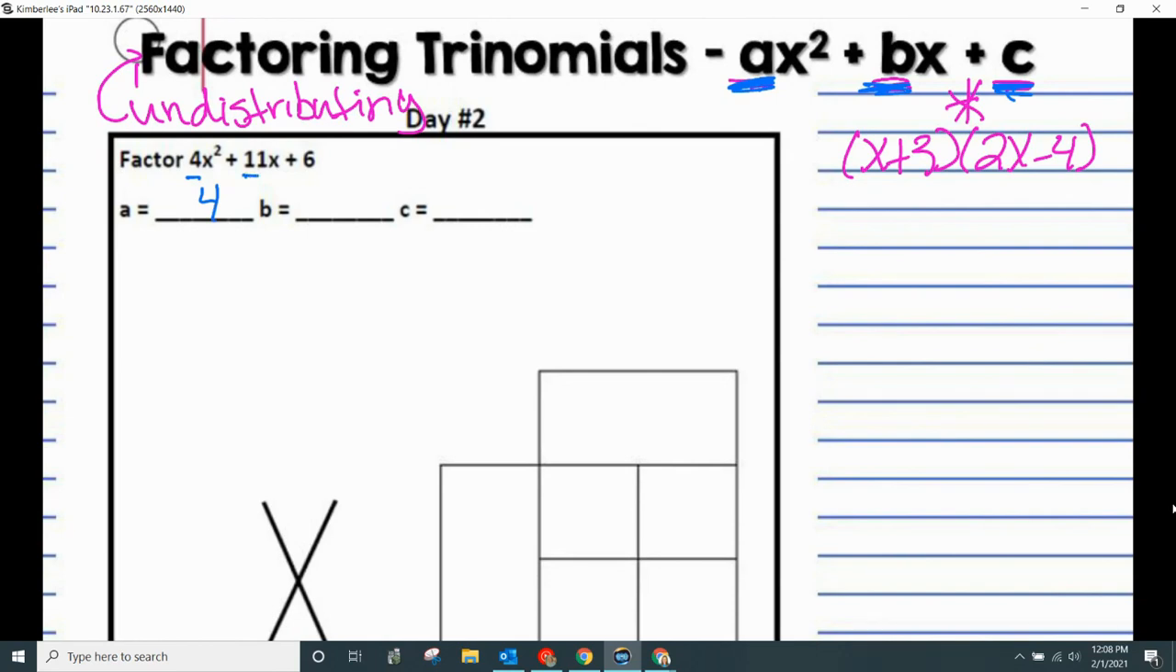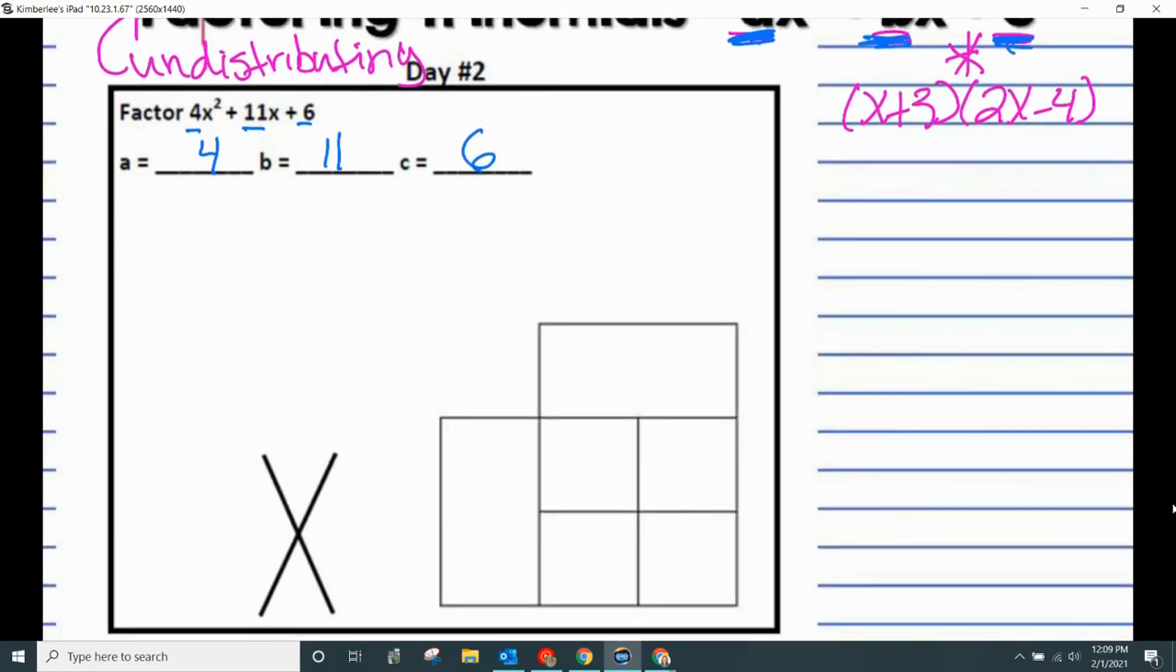B is just the number 11. The X doesn't go with it. We're just actually interested in the coefficients. We're interested in the numbers in front and then the little tiny number on the end, the 6. So we're just interested in the numbers, the coefficients and the constant at the end. I don't care about the X squared and the X for this part. So A, B, and C are real important numbers.